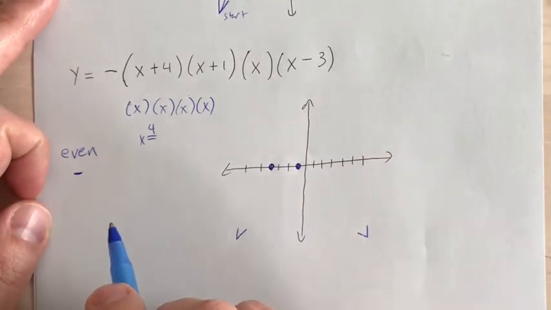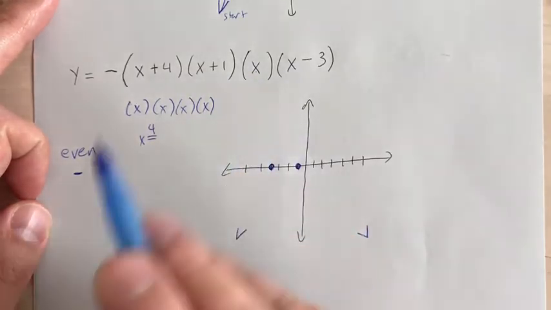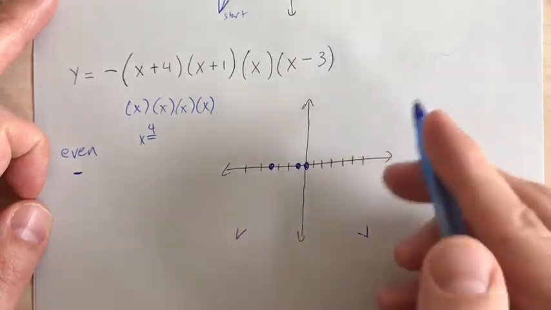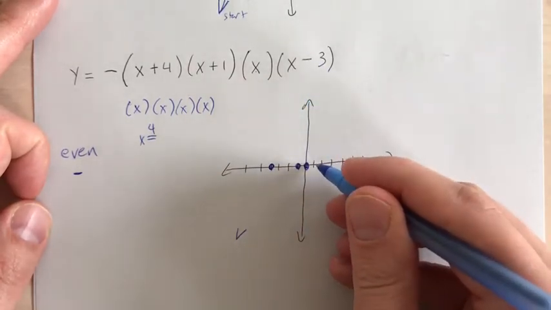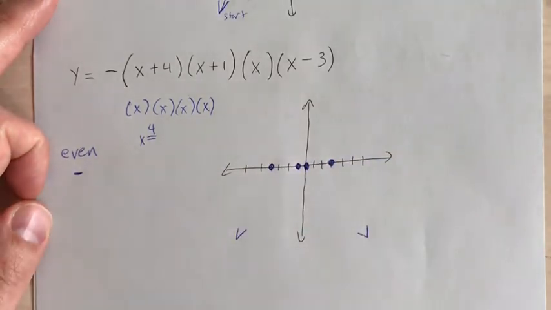X equal to 0, well, there's nothing much to do other than x is equal to 0. So anytime you see a lone x like this, that is just going to be an intercept of 0. And then last but not least, x minus 3. So that's going to end up giving us a positive 3 intercept. So this function has 4 x-intercepts, okay?